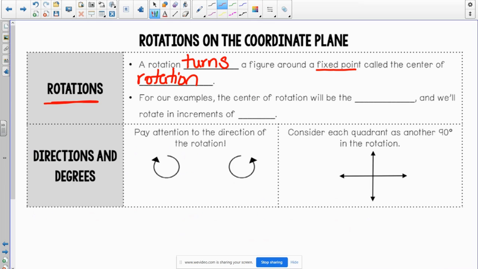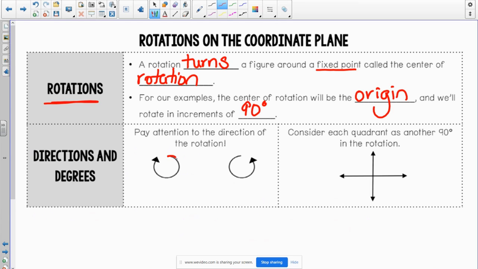And then for our examples, our center of rotation will always be the origin. You can move it throughout the plane, but for simple, we're just going to leave it in the origin, and we're just going to rotate in increments of 90 degrees. So you can rotate in 40 degrees, you can rotate in 235 degrees, but we're just going to rotate in 90. We're also going to rotate clockwise and counter.